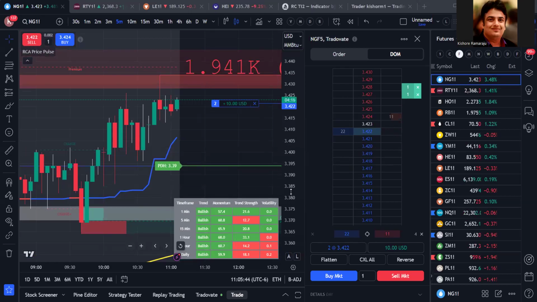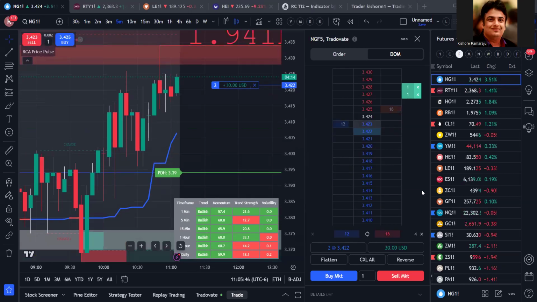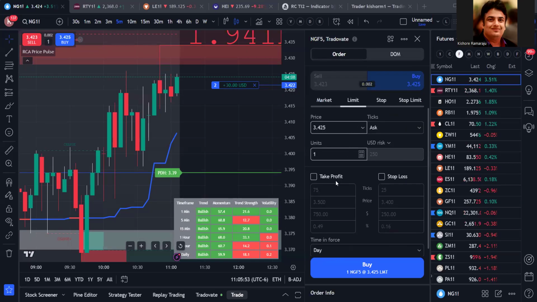Right? In that way, otherwise those stop loss orders will stay there. If you do it from here, or you can go to the DOM while buying, you can put that, okay.